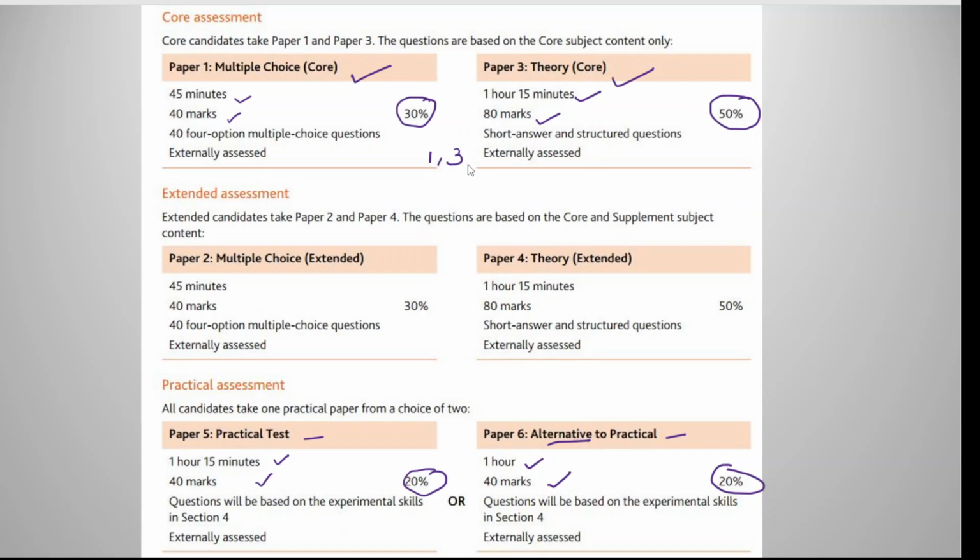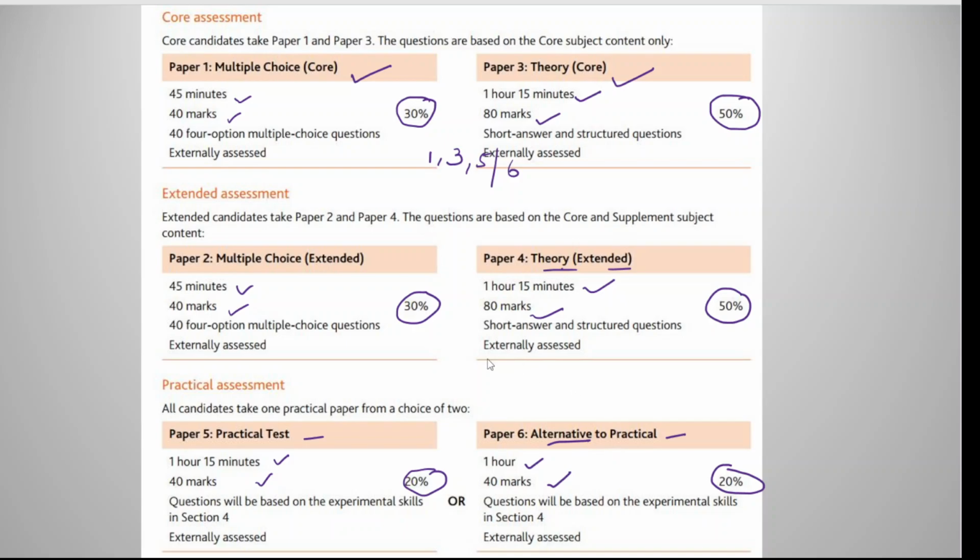So you can have paper 1, paper 3, and between 5 and 6 there is a choice. Similarly for extended candidates, again same multiple choice, 40 questions, 45 minutes, 30% weightage, same as core. Theory, paper 4 theory extended, 1 hour 15 minutes, 80 marks. You have short answers and structured questions, same as in core. The only difference is in the difficulty level. And the weightage again is the same as core, 50-50. So 30 plus 50 plus 20.